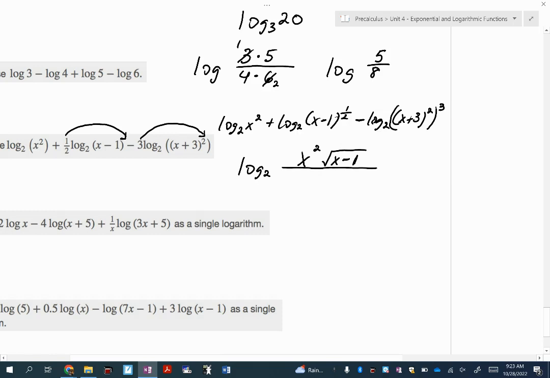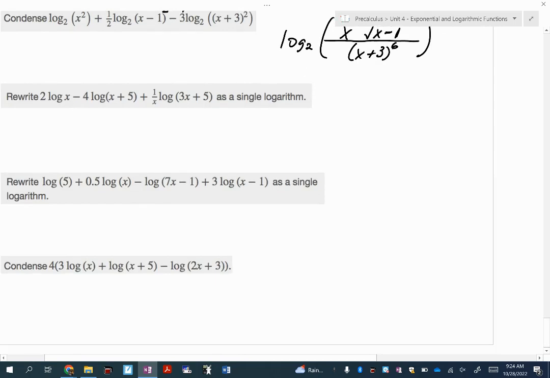And then this right here is a power to a power, and that's where you multiply to get 6. So in the bottom, it's going to be x plus 3 to the 6th power. You may be wondering why I put it in the bottom. It has subtraction, so that goes at the bottom. All right, so that's it for that problem.